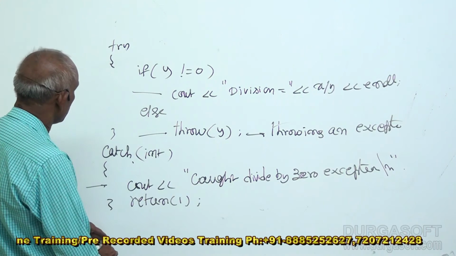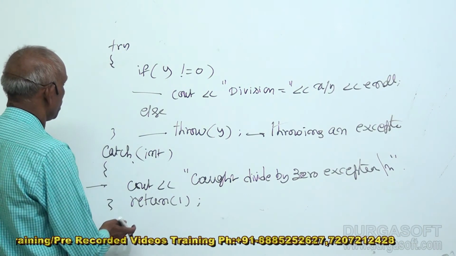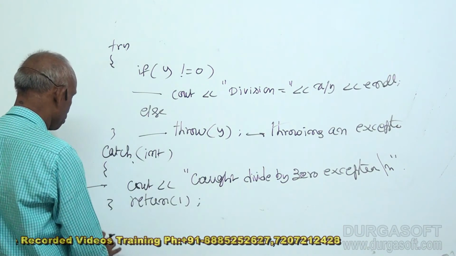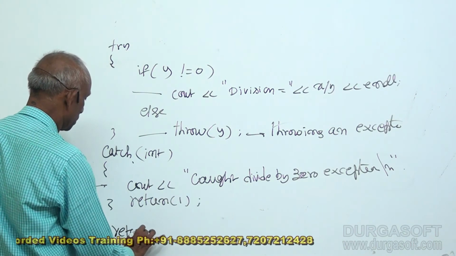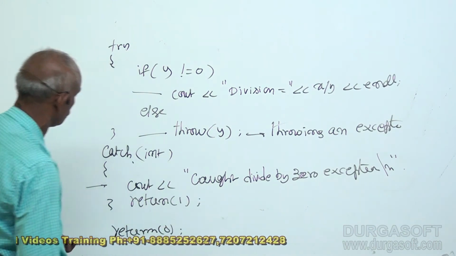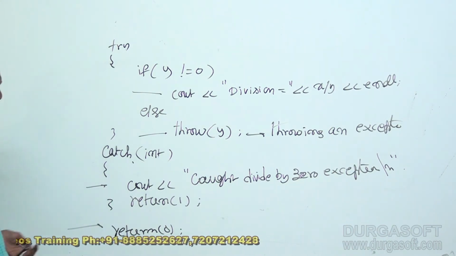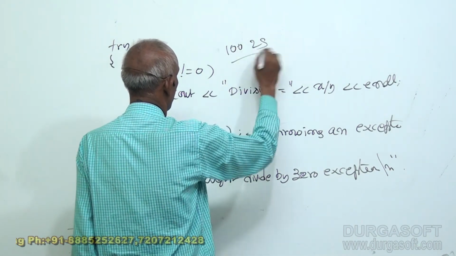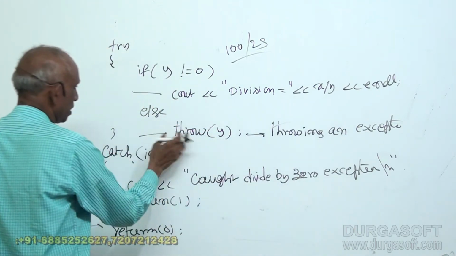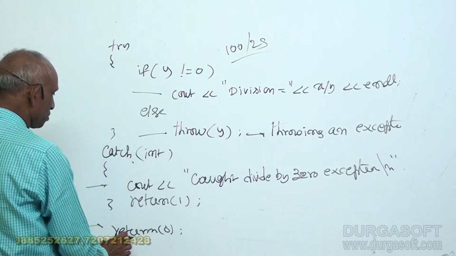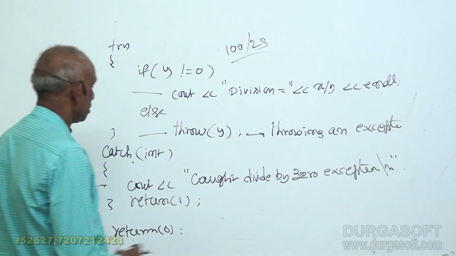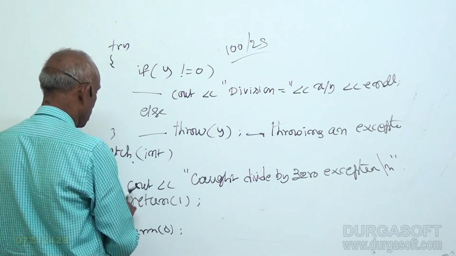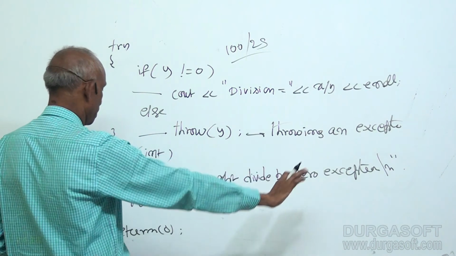Now after this, there is nothing. This is the end of the program. If there is no error, it will simply display the division, the else and even the catch are skipped, and it comes here and returns 0. This is the normal exit. So if y is not equal to 0, display the division value. Suppose x is 100 and y is 25, you display 100 by 25, which is 4, then ignore the else and the catch and simply return. That is the normal execution. If there is an error, that is if y is equal to 0, then divide by 0, throw y, which is caught here, and you come here, display the divide by 0 exception, and return 1.